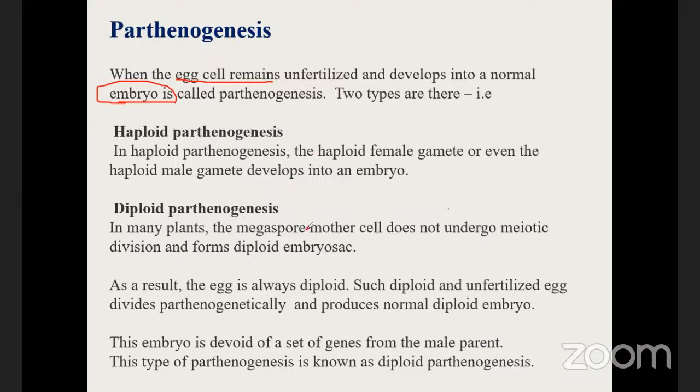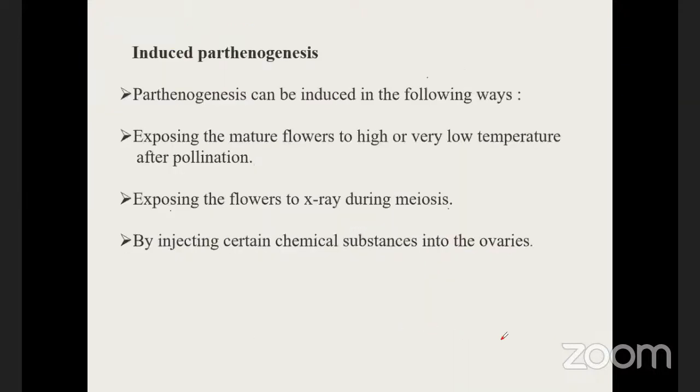Diploid parthenogenesis means in many plants the megaspore mother cell does not undergo the meiotic division. So that is still diploid, it does not take the reduction division. So only the diploid nucleus is present, and the diploid nucleus will become the diploid embryo. So that egg is always diploid. The diploid unfertile egg forms the diploid embryo. Okay, these are the causes for parthenogenesis.